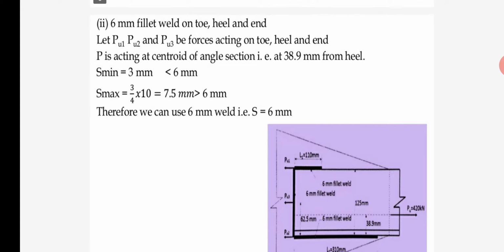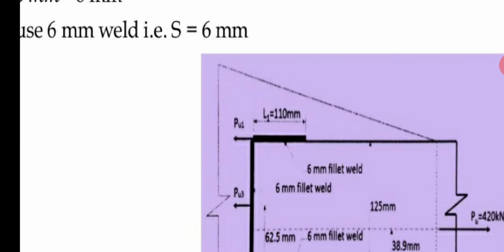Our next case: 6 mm fillet weld on toe, heel and end. Now we provide welding at toe, heel and side also. So there are three forces, PU1, PU2 and PU3, acting on the toe, heel and end. It means PU1 is acting on the toe, PU2 is acting on the heel and PU3 is acting on the side.